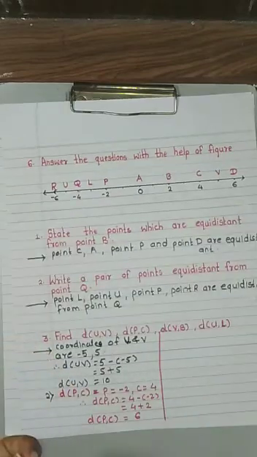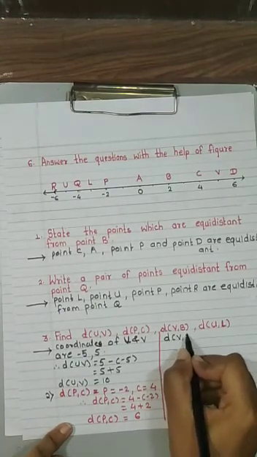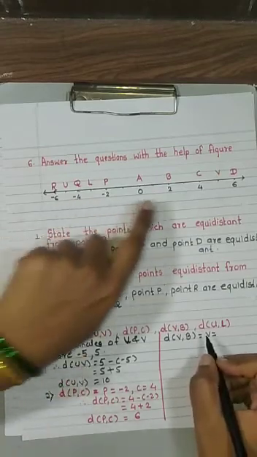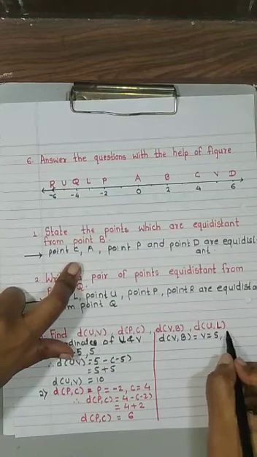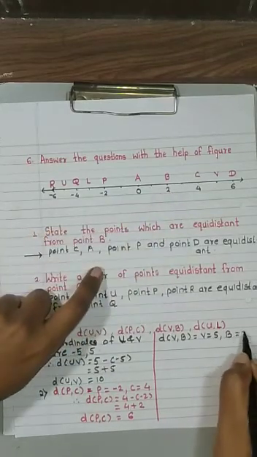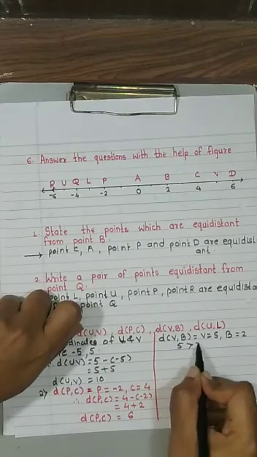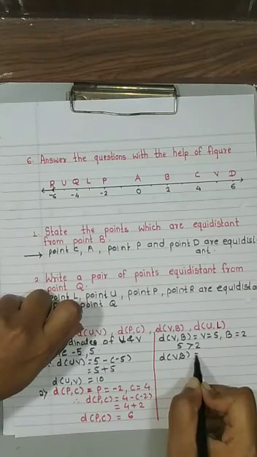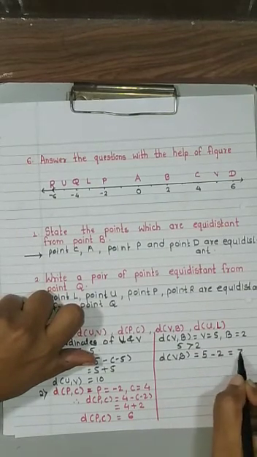Now third one, distance VB. Now how much is V? You can see here V is 5. Then B, how much is B? B is 2. You know that 5 is greater than 2. Therefore distance VB is equal to 5 minus 2, that is 3.